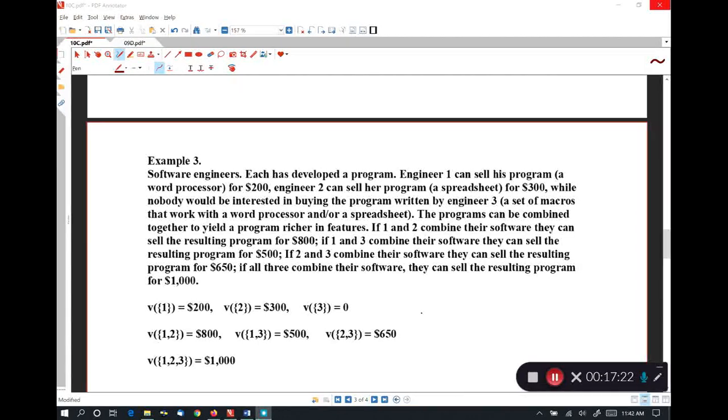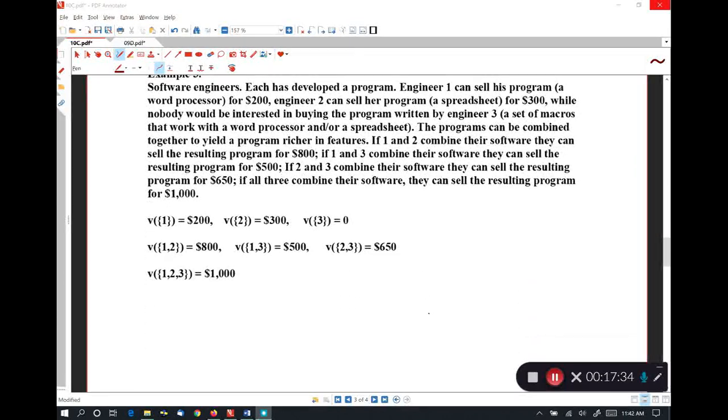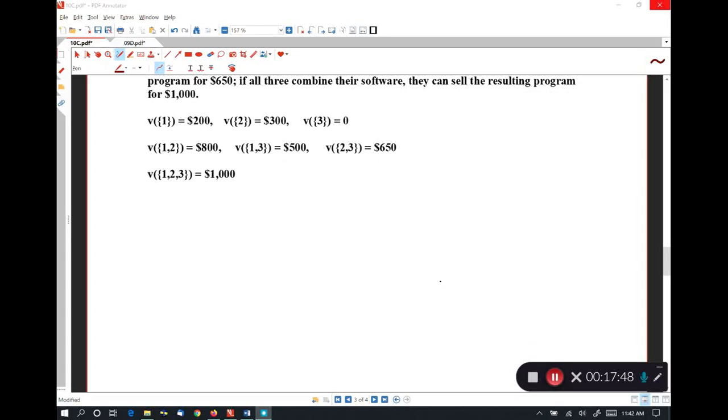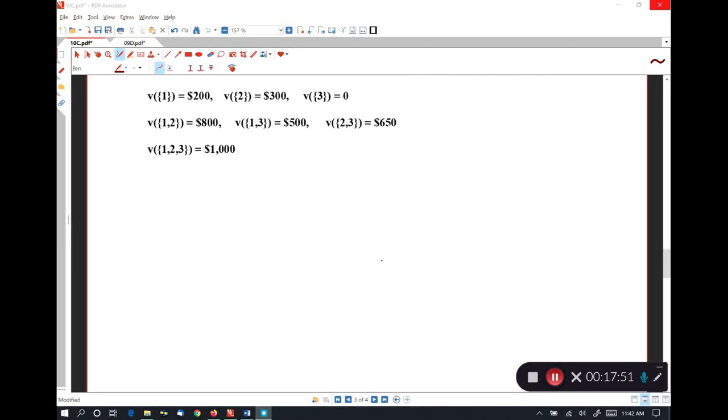Now let's look at the example of the software engineers. The example is described in words there and translated into the characteristic function that assigns 200 to the singleton 1, 300 to the singleton 2, 0 to the singleton 3, and then 1 and 2 together get 800, 1 and 3 together 500, 2 and 3 together 650, and the 3 of them together get 1,000. So again, this is a good place for you to pause, do the calculations, and then compare them at the end.